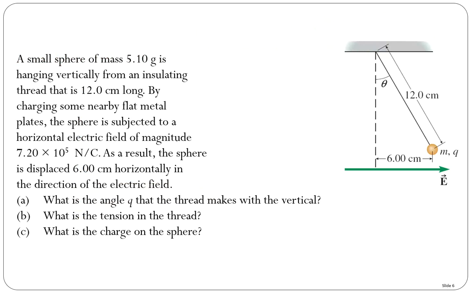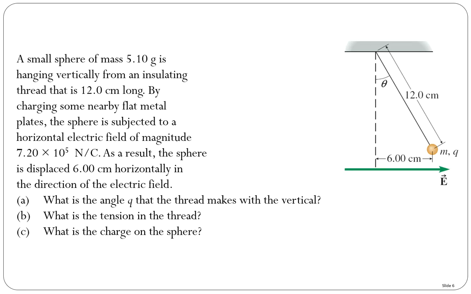This problem here was actually going to be the next step in our class on Wednesday. So here I have an electric field problem, and I will work through this. A small sphere with a mass of 5.10 grams is hanging vertically from an insulating thread. It's important that it's insulated so you don't have charge leaving the sphere. The thread is 12 centimeters long.